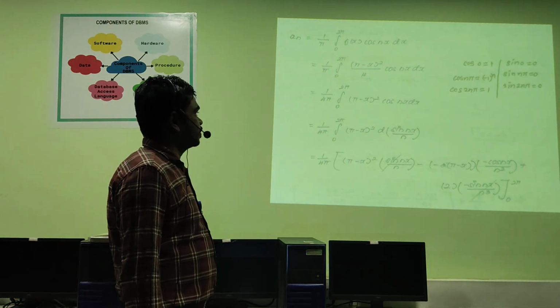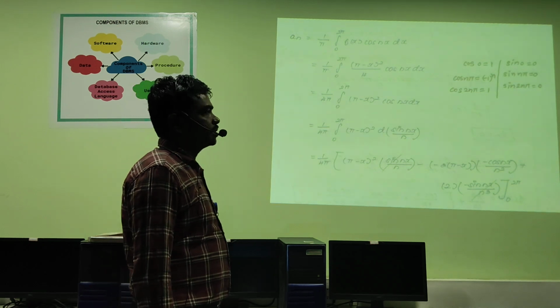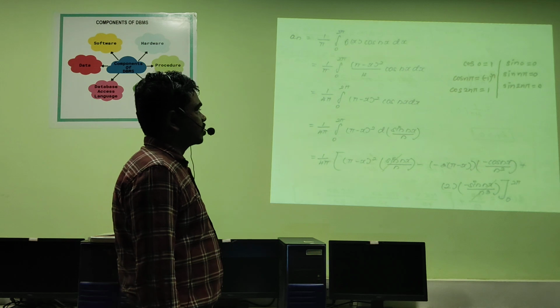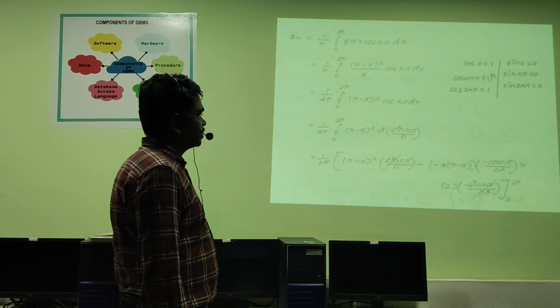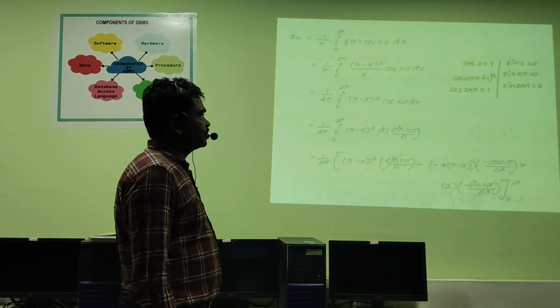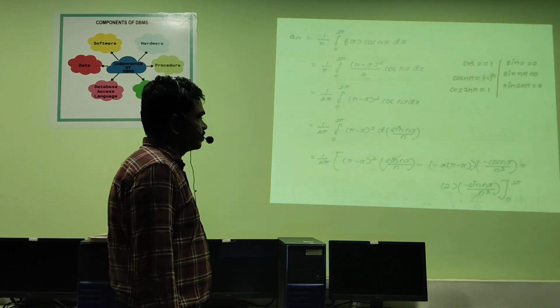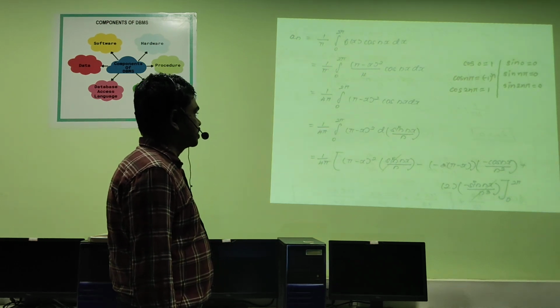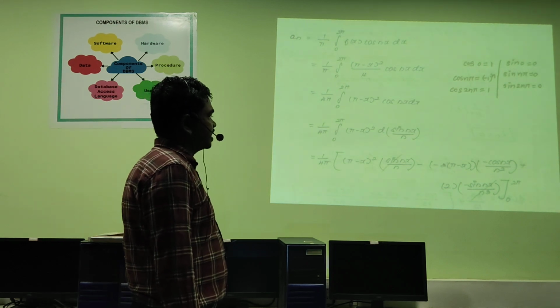So 1 by 4 pi integral 0 to 2 pi (pi minus x) whole square cos nx dx. By Bernoulli's formula, it is the integral of u dv. So I will take u as (pi minus x) whole square, dv as cos nx dx. How do we find v? dv equal to cos nx dx. We integrate cos nx. Therefore v is sin nx by n. So in the u dv format, u is (pi minus x) whole square, v is sin nx by n.